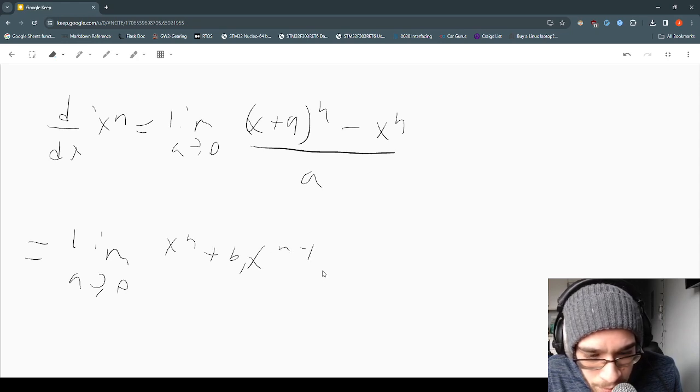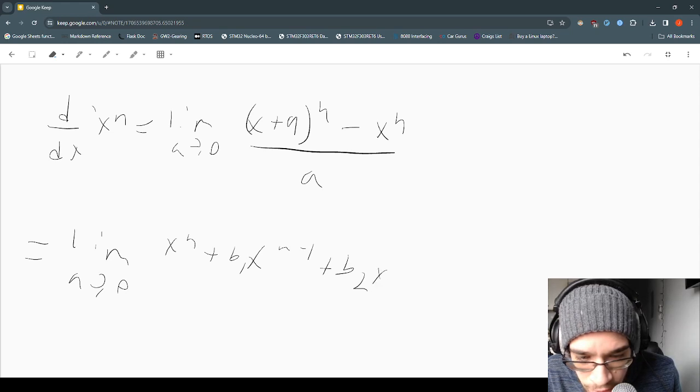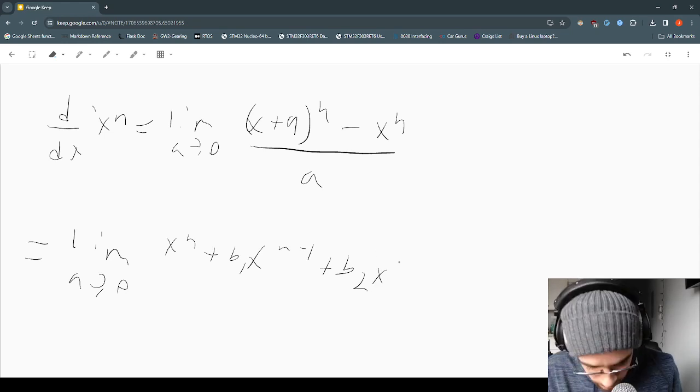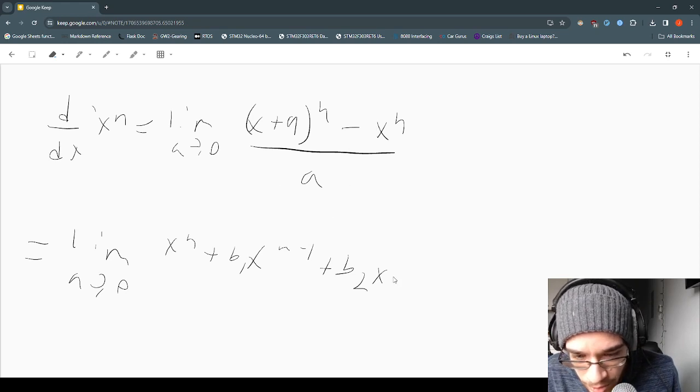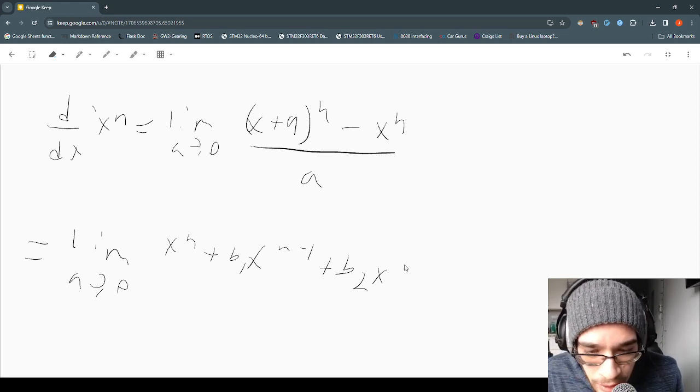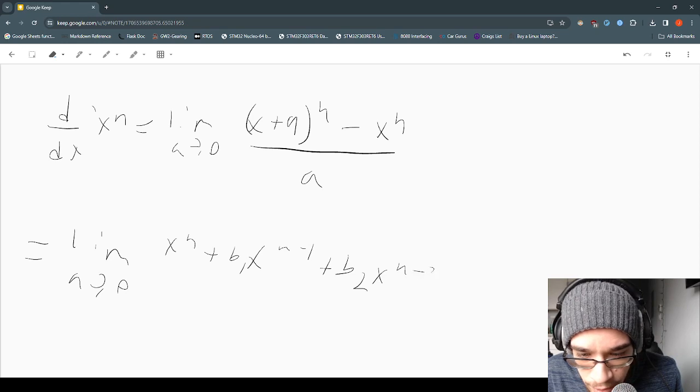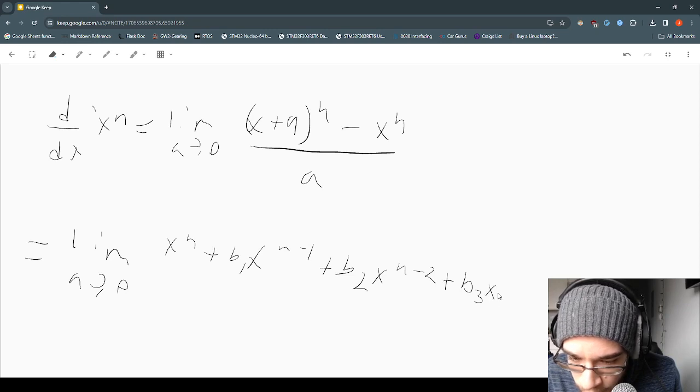And then x to the n minus 1, plus b2 times x to the n minus 2. We can keep going. The pattern just keeps going on and on and on, right?